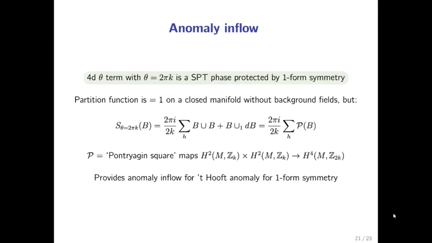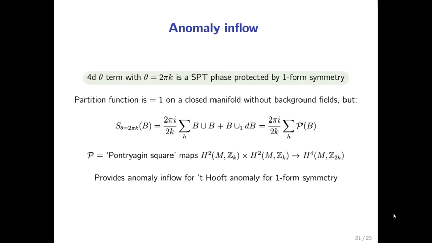Okay. So another nice feature of this 4D theta term is that we can provide anomaly inflow for this 't Hooft anomaly for this one-form symmetry in Chern-Simons theory. If we take this theta term and set theta to 2 pi k, where k is even, this defines some kind of SPT phase, which is protected by this one-form symmetry. That means the partition function of this theory is just trivial. It's just 1 on a closed manifold in the absence of background fields.